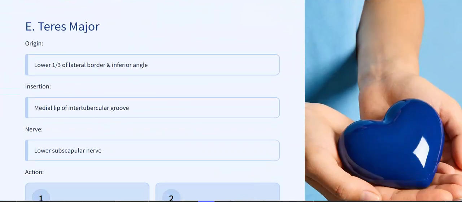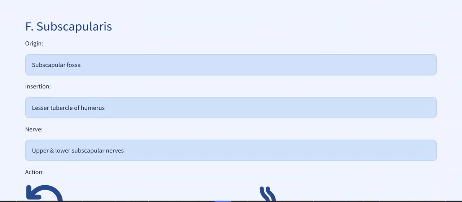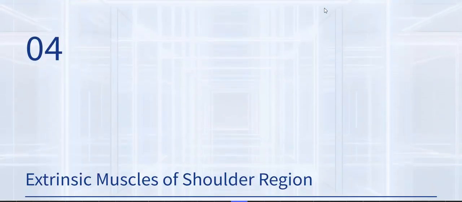E. Teres Major. Origin. Inferior angle and lower lateral border of scapula. Insertion. Medial lip of intertubercular groove. Nerve. Lower. F. Subscapularis. Origin. Subscapular fossa. Insertion. Lesser tubercle of humerus. Nerve. Up. Stabilizes shoulder joint.